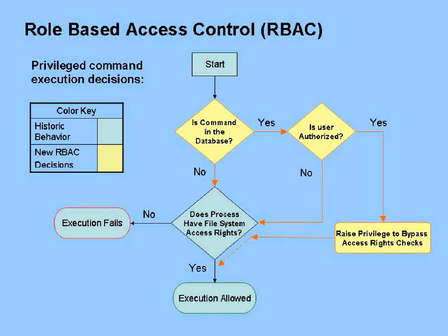As you ask for access to a resource, the kernel checks, is this command, in this case, in the database? And if the answer is yes, it then checks that the user is authorized to use this particular resource. If the answer again is yes, then the kernel will raise the privilege of this process to bypass the access right checks, and thereby the process can carry on executing and access the new resource.